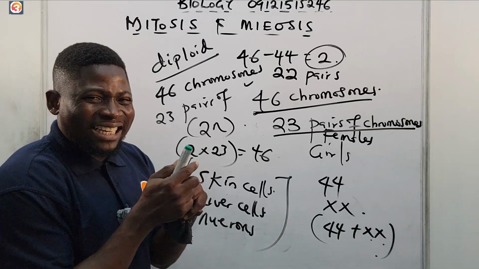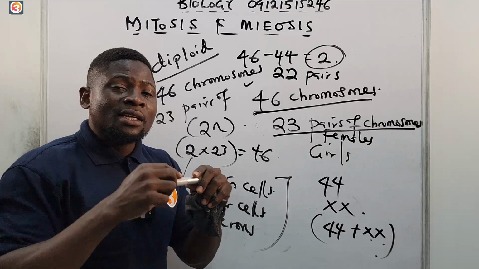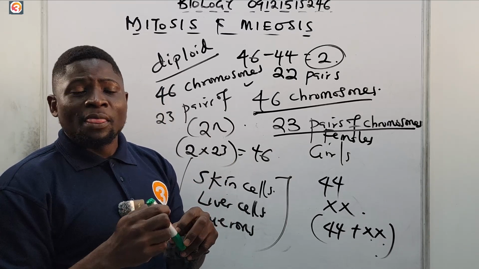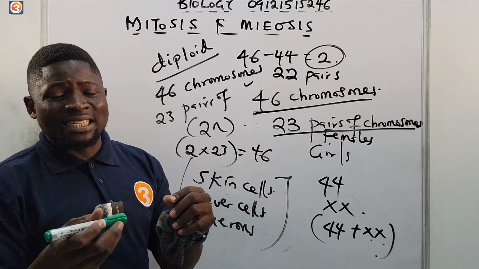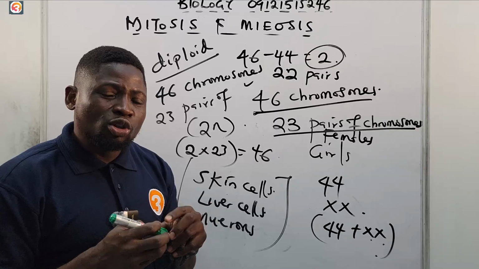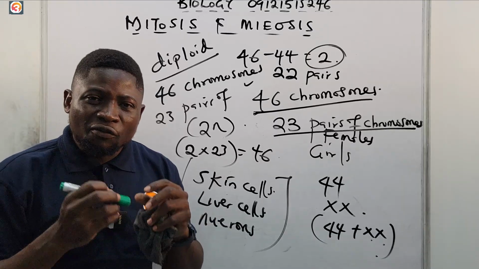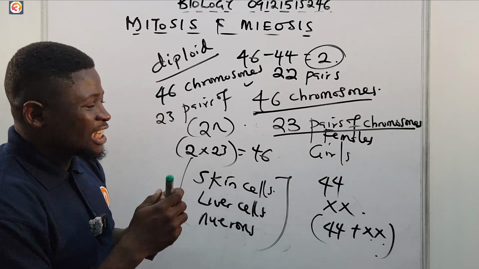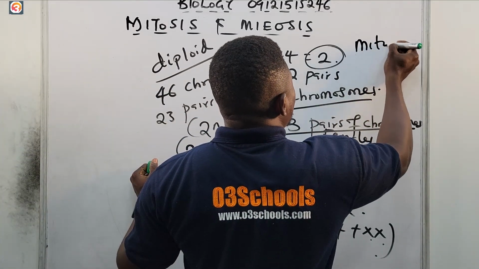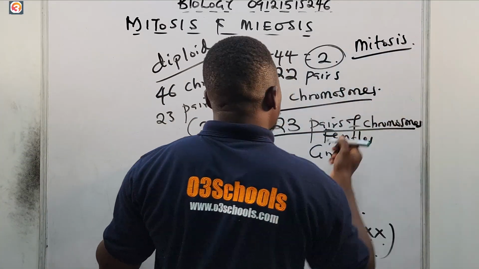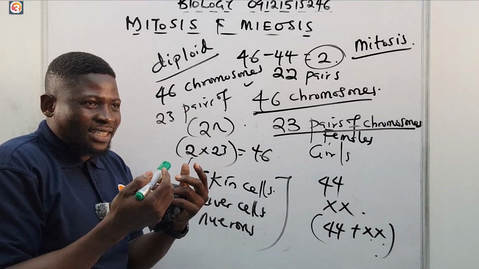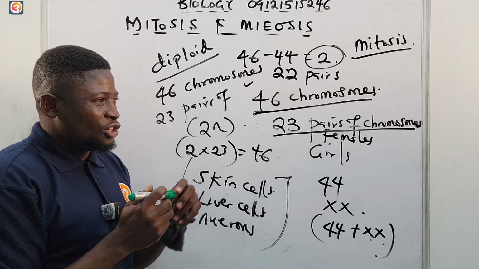As a matter of fact, it's important to know that this number of chromosomes, this 46, has to be maintained in the body, because if it's not up to 46, most of our cells will not function properly. And mitosis is responsible for maintaining this number as the cell increases and multiplies. You must take note of that.